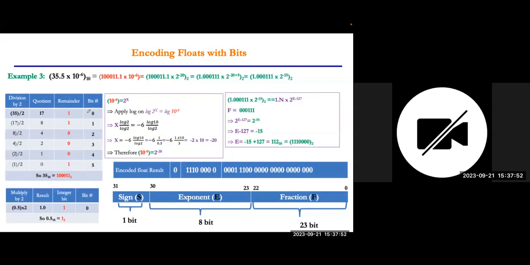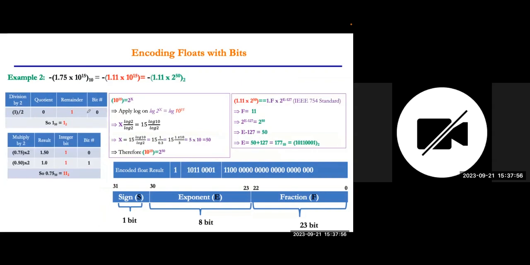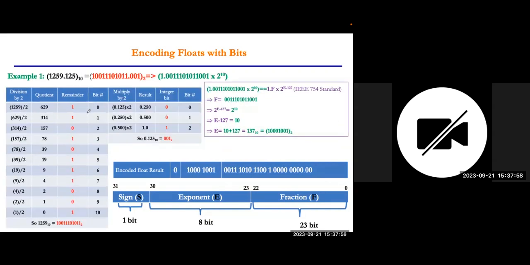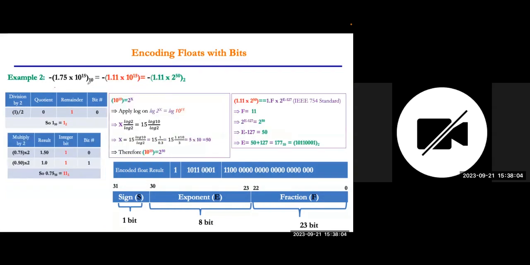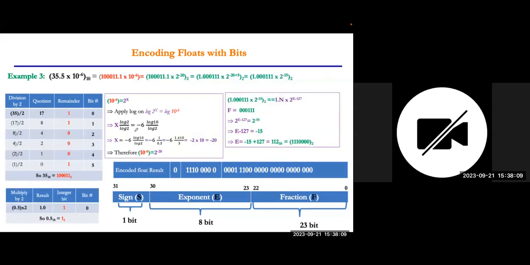So we'll see another example. I'm covering 3 different types of examples here. One is a signed positive number. Second one is a very big number with negative value. Third, we cover a very small value in a fraction, minus 1, 10 to the power of minus 1.